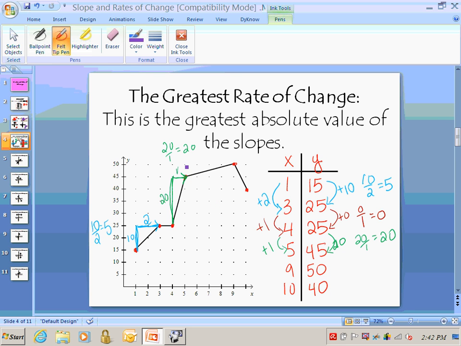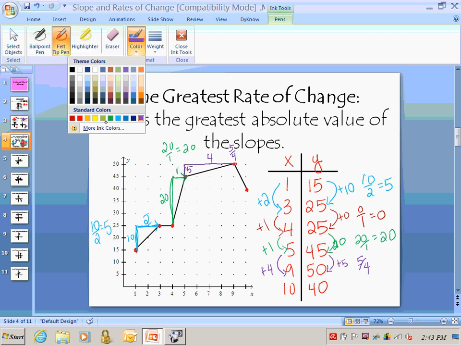The fourth, I'm rising 5, but I'm running, let's see, these are going by 1, so 1, 2, 3, 4. So run 4. So it should be rise 5, run 4. So let's see over here, 5 to 9, that's positive 4. 45 to 50 is positive 5. So y over x is 5 over 4.